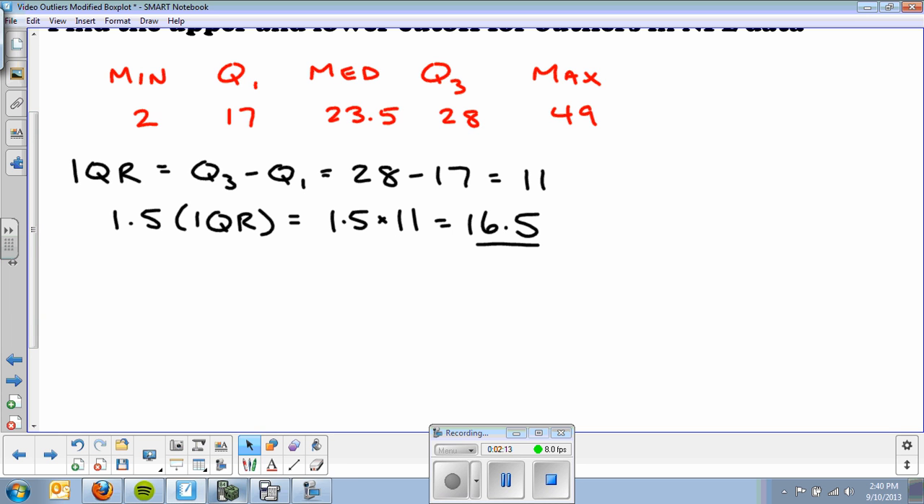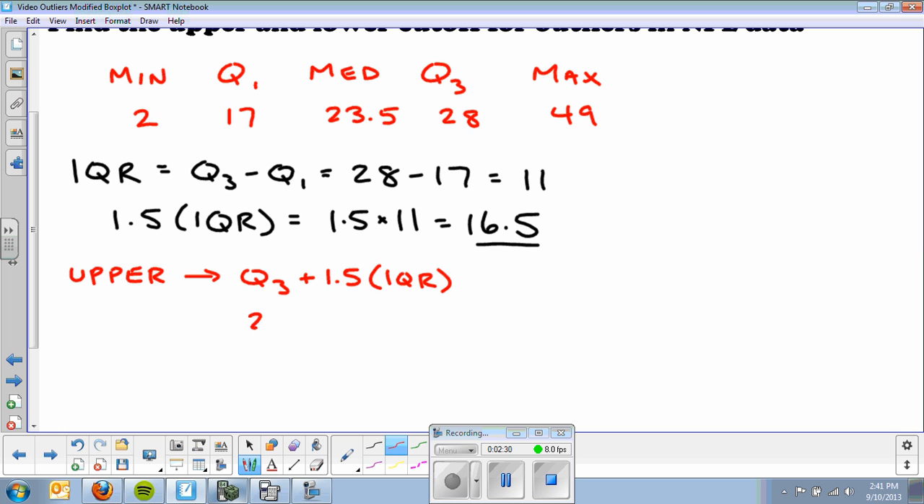Now, that number is going to be added to Q3 to get the upper cutoff. So the upper cutoff is Q3 plus 1.5 times IQR. So our Q3 in this case was 28 plus 16.5 equals 44.5.